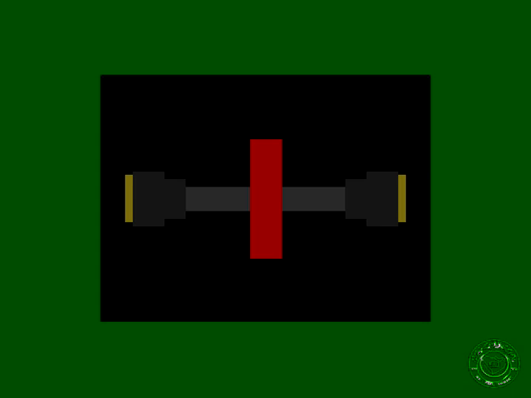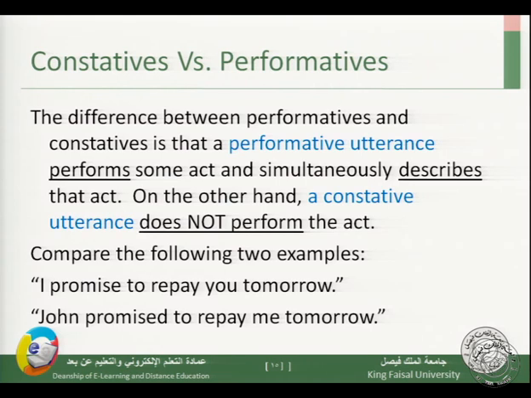Does it warn someone? Does it promise someone? Am I thanking someone with this utterance? Am I congratulating? Am I approving, showing my approval of this sentence, of this utterance? So these are all performative verbs. If I'm achieving one of these performances, then this will be a performative. If not, if I'm just simply describing something, then it is a constative.